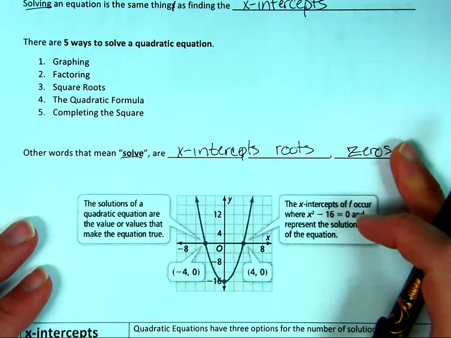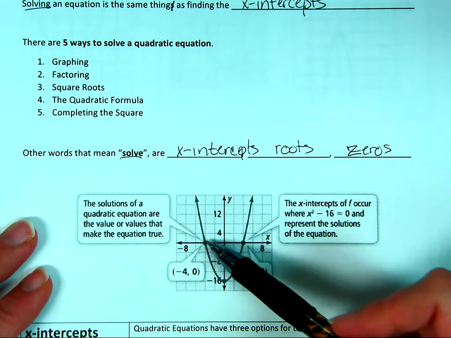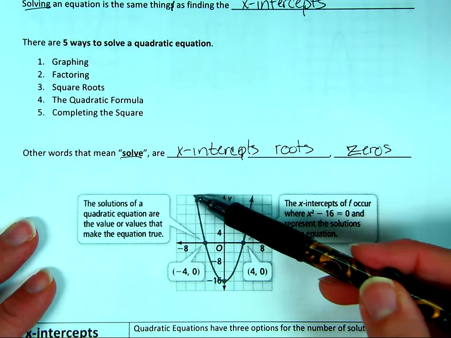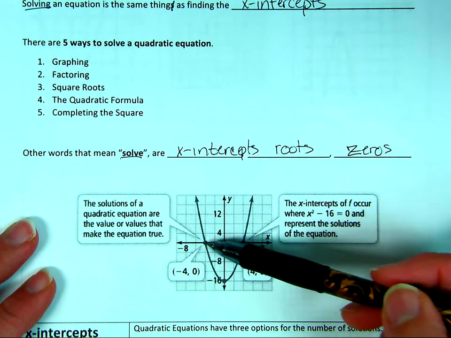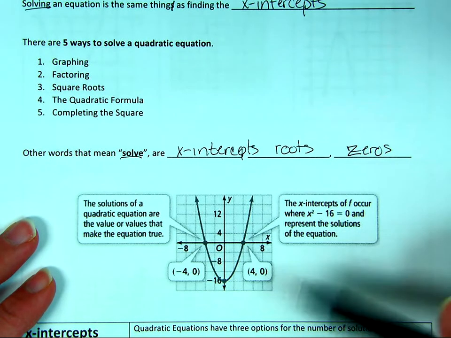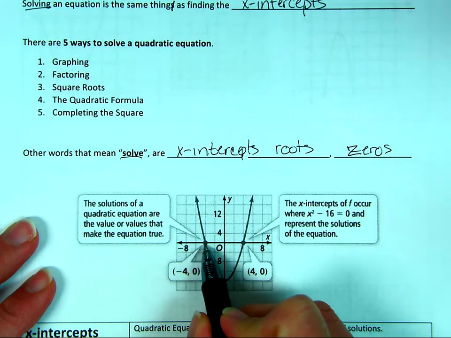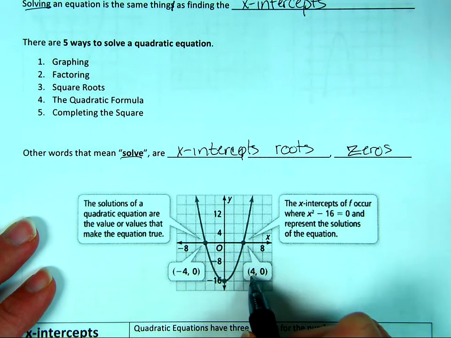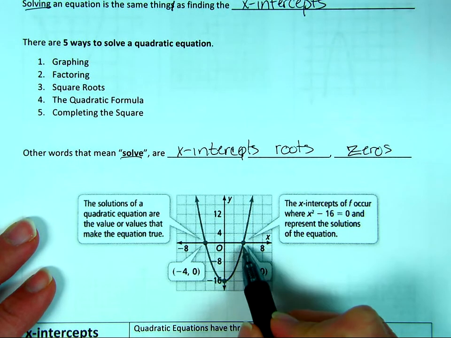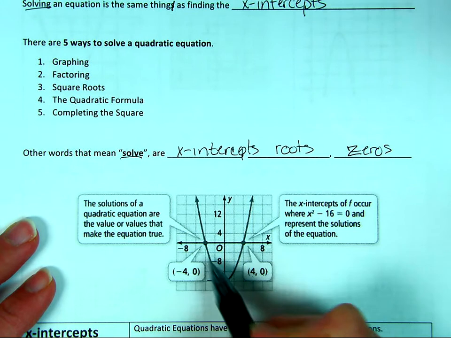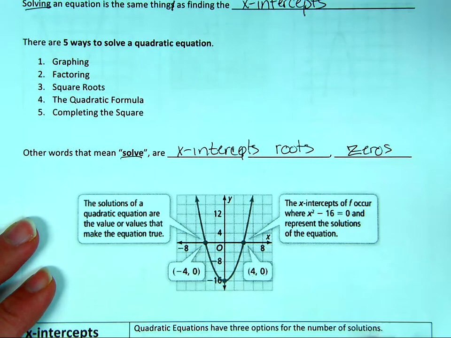So when we're solving an equation, if it means find the x-intercepts, then the best way to do it with graphing is to graph that guy and then find out what the x-intercepts are. So these are our solutions. Negative 4, 0 is one solution, because that's the x-intercept on this side. And 4, 0 is another solution. So a parabola can have up to 2 solutions. But it doesn't have to have 2 solutions.